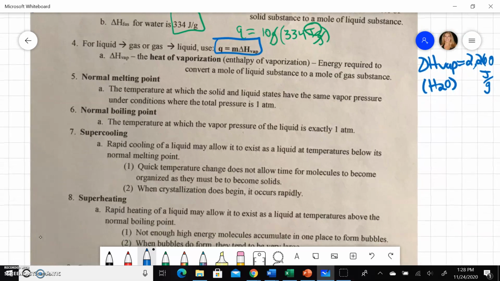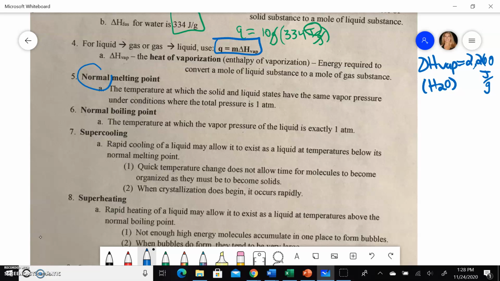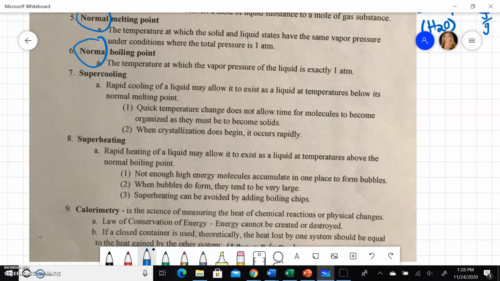Just a couple more things. If you ever see the word normal in the question, normal means it's happening at standard pressure. So just make sure you go up to standard pressure, and then you can figure out whatever they're asking you for, the melting or boiling point.